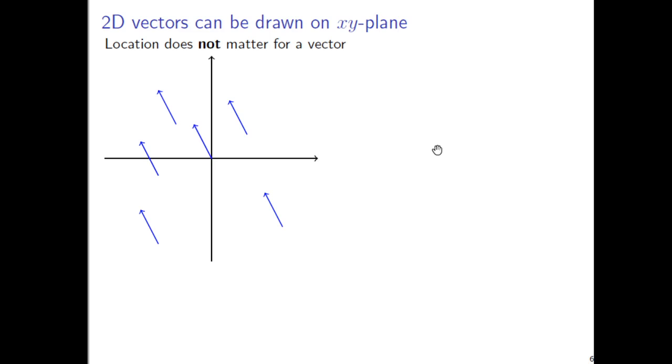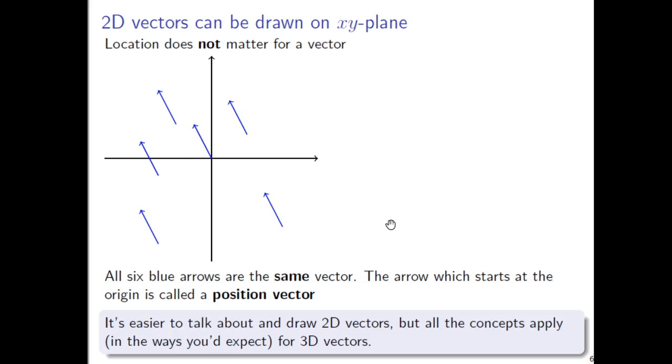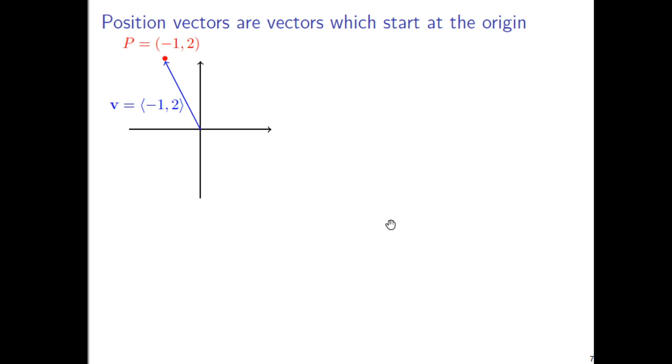For a vector, location does not technically matter. So all 6 of the blue arrows here represent the same vector. There is one of these that starts at the origin. That's the one that we're going to call the position vector. So even though these are all technically considered equal vectors, sometimes we actually do care about the location of the vector. And in that case, the vector that starts at the origin, we'll call that a position vector. It's easier to talk about 2D vectors, it's easier to draw them, but all the concepts apply exactly the way you'd expect in three-dimensional space.